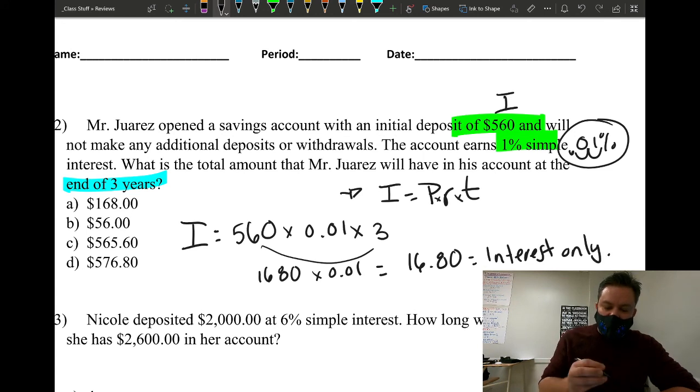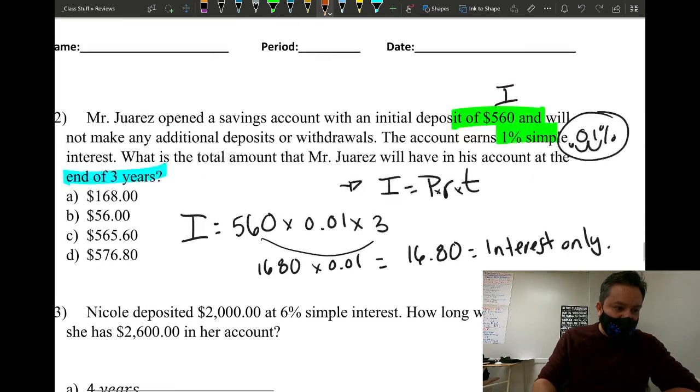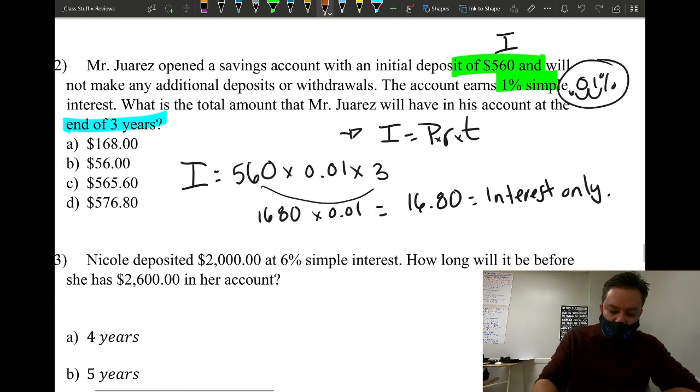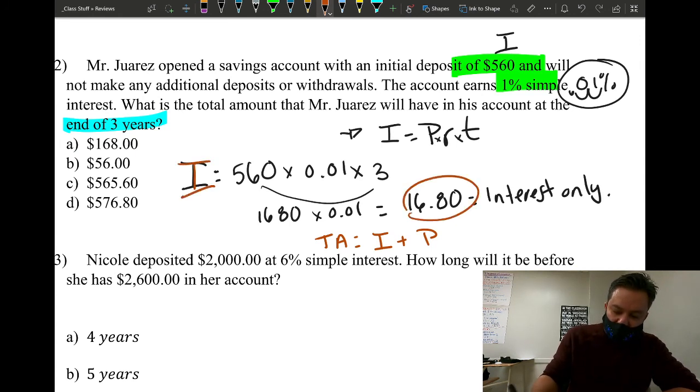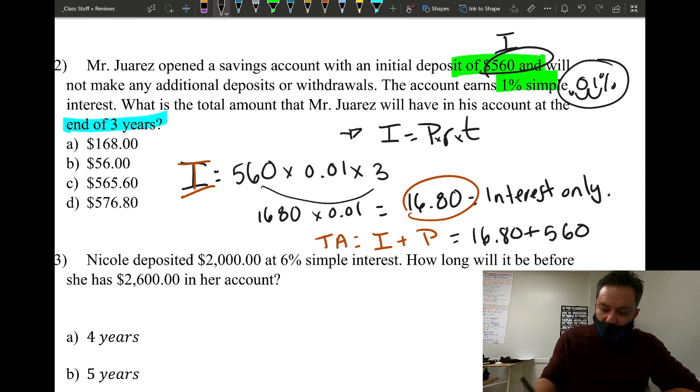I need to find the new total amount. So to find the total amount, this formula is not given to you, but it's very simple. Total amount is going to be the interest plus the principal. We just found the interest right here. So all we gotta do now is add it back. So 560 plus the interest, and you get D.